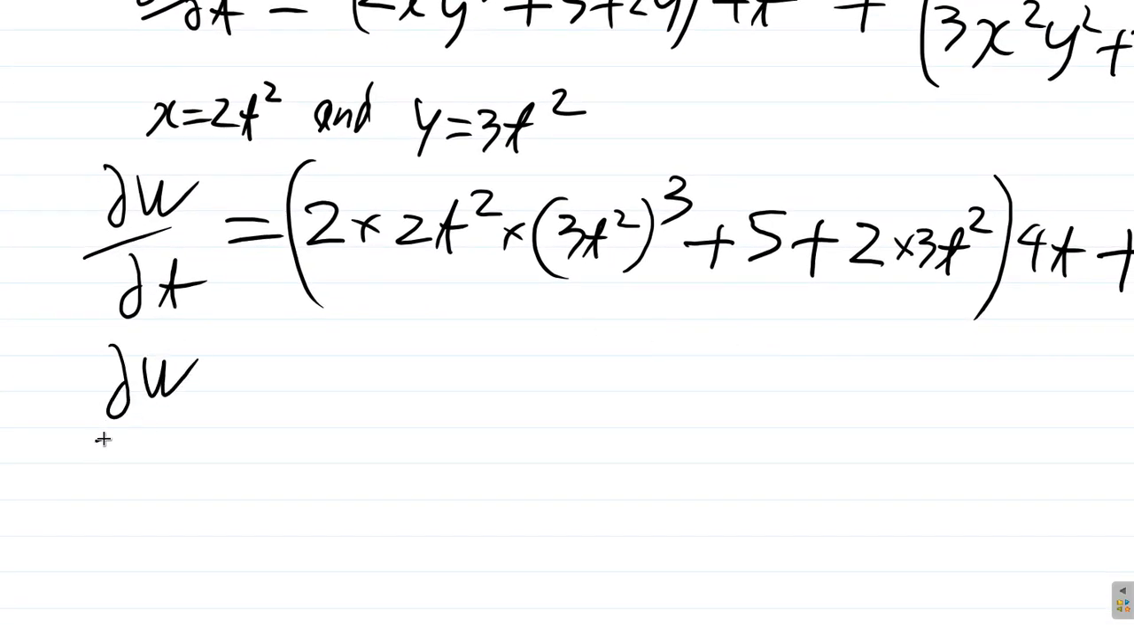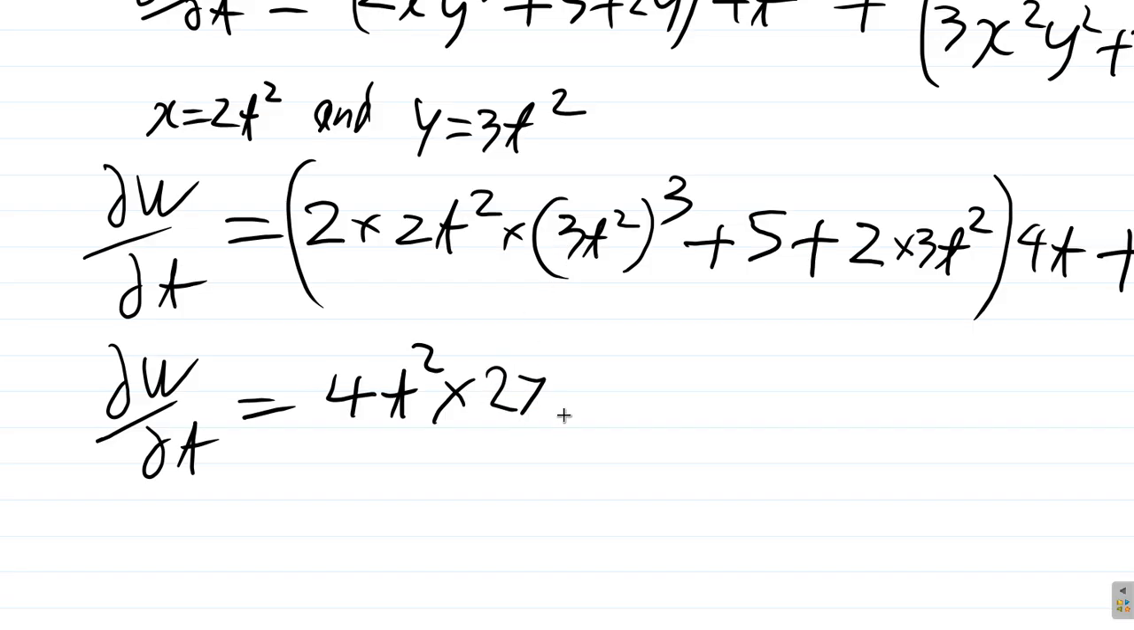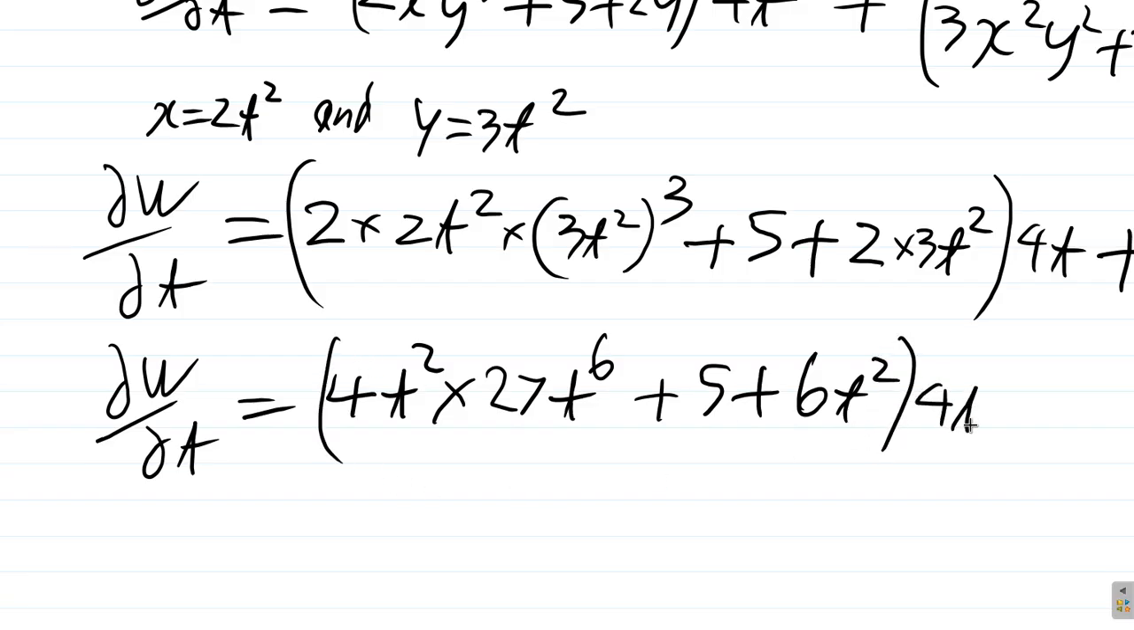The partial w by partial t equals 2 2's 4 t squared, but this time 3 3's 9, 9 3's 27 t to the, when you have a number squared, a number to a power, then raised to another power, you multiply the powers. So it's 2 3 6, plus 5 plus 2 3 6t squared. I multiply that by 4t plus open bracket.